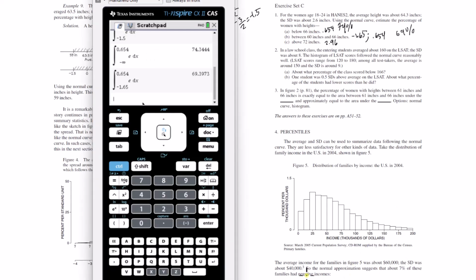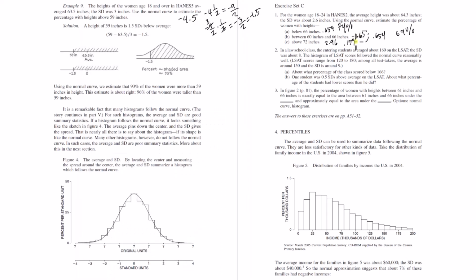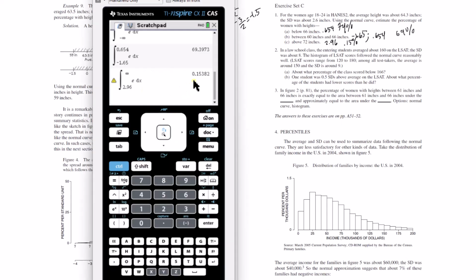Above 72 inches. So 0.15%. Okay, note this is not 15%. The formula we're using, this original formula here, is already in percent. So the formula we've typed in is giving us the actual percent.